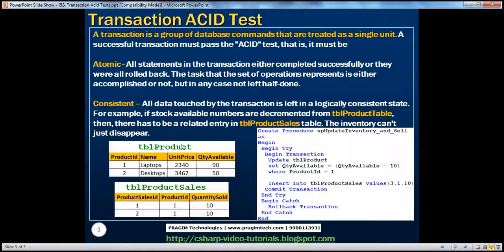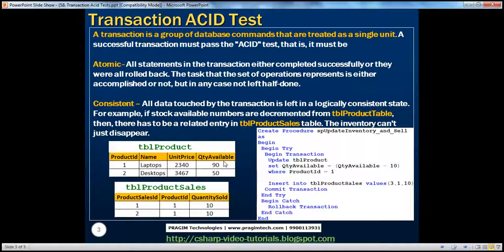I have two tables here, TBL product and TBL product sales. TBL product is like an inventory table which contains the information about the products and the quantity available. Whenever we sell a product, an entry should also be made into the TBL product sales table. So when we sell a product, two things should happen. First, we should check the quantity available.